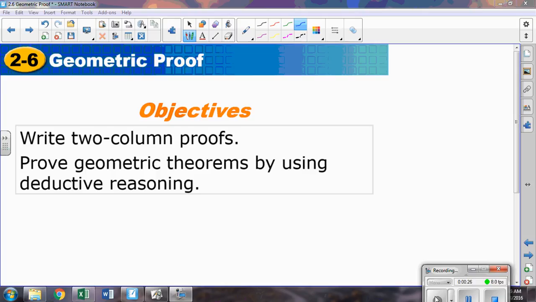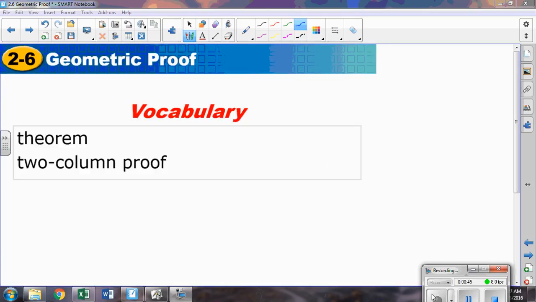One of the ultimate goals in a geometry class is to prove theorems using our deductive reasoning. Using and analyzing logic will help us formulate the plan for a proof, and then we have to carry it out with the details. Only two pieces of quick vocabulary. We have a theorem, and we have a two-column proof.